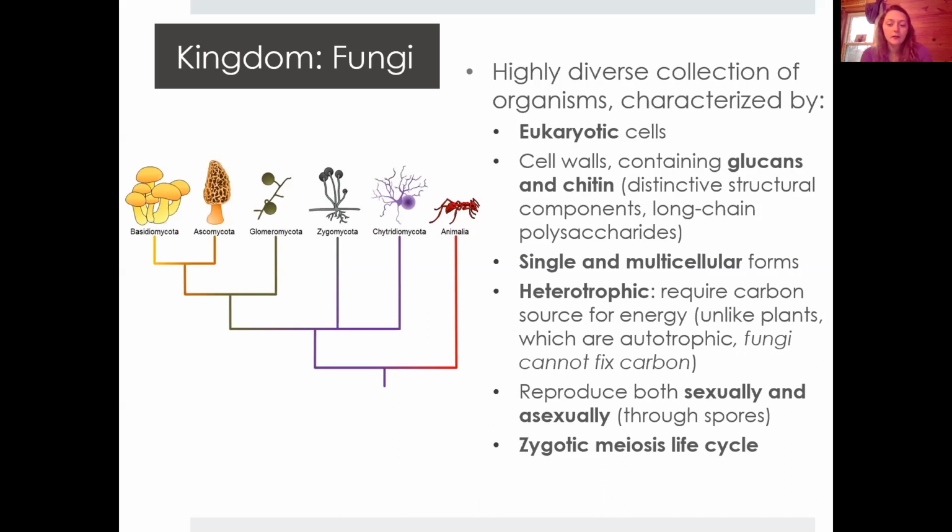They come in single and multicellular forms. We'll talk about some examples of those. And they are heterotrophic, which means that they require a carbon energy source. So they cannot, like plants, make their own food. They have to get food from other things. They can reproduce both sexually and asexually through spores, and their life cycle is a zygotic life cycle.